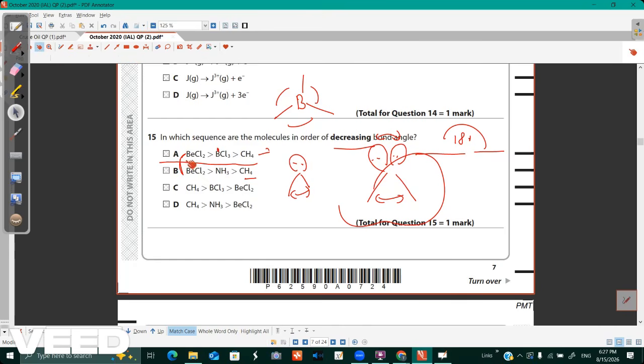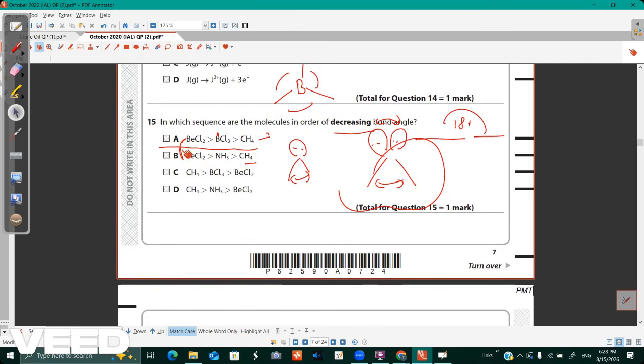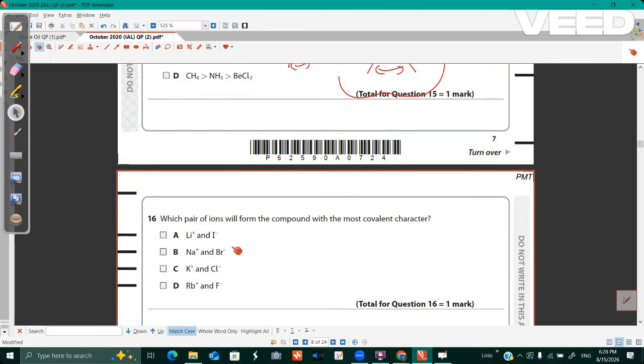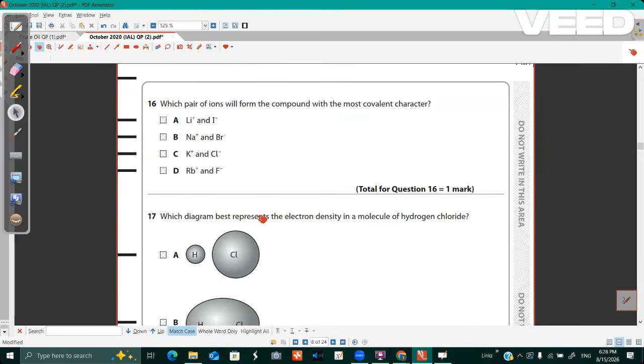Now, these questions you should be able to do fast. Same questions are repeated. Right? By looking at the molecule, you should be able to tell the shape. Right? Okay. Which pair of ions will form the compound with the most covalent character? Most covalent. When you talk about covalent character, it is what? Polarizability and polarization power.